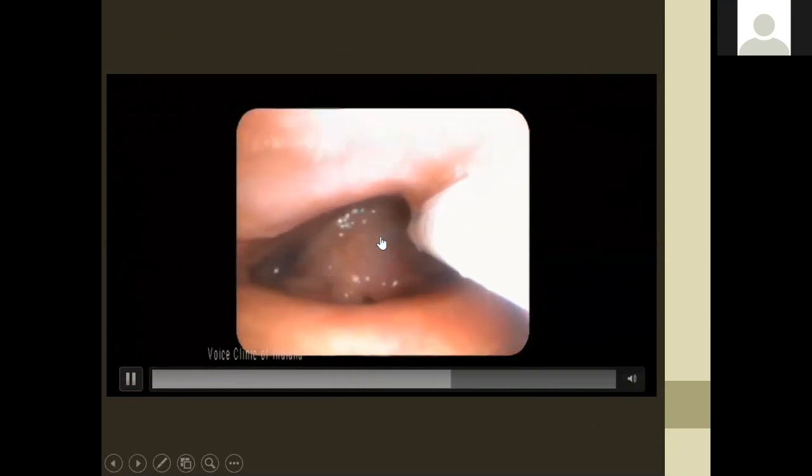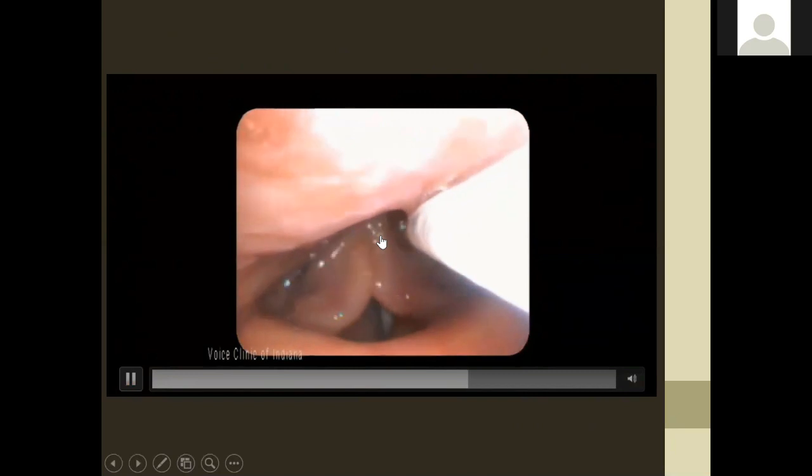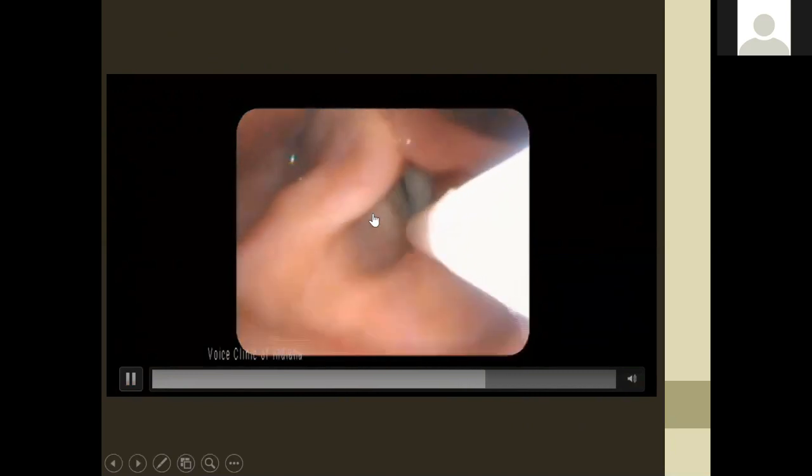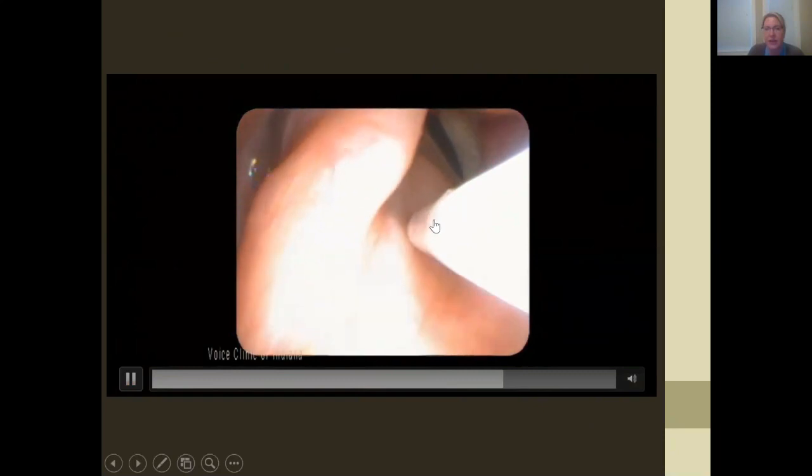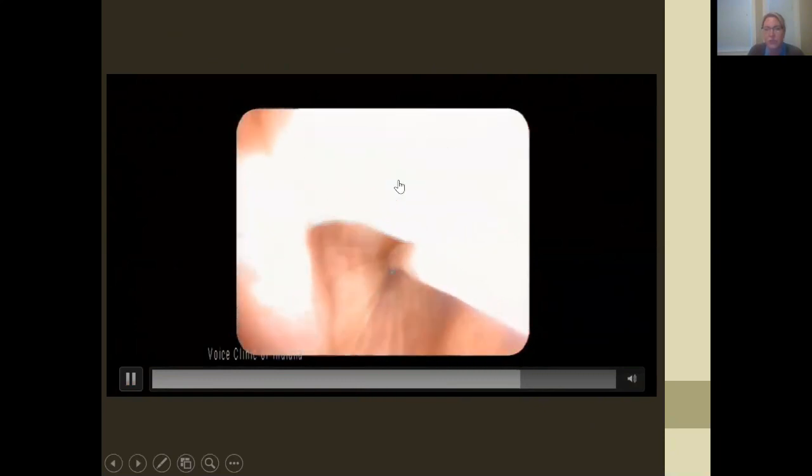And we're trying to keep it very superficial there. We go back into the right side here. This is, of course, our moving side. So we usually inject a little bit more into the side that's moving.